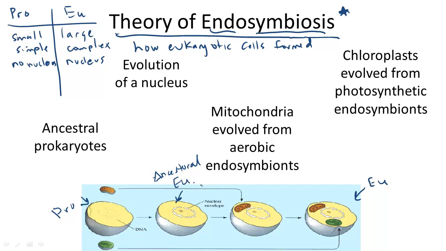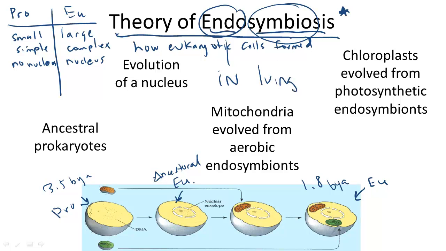For instance, eukaryotic cells appeared on Earth about 1.8 billion years ago, much later than their 3.5 billion years ago counterparts. So the true eukaryotic cells are much newer than those older prokaryotic cells. So let's explain how this works. Endo, meaning in, and symbio, or living together, suggests just by the word that eukaryotes and prokaryotes likely lived very closely with one another.